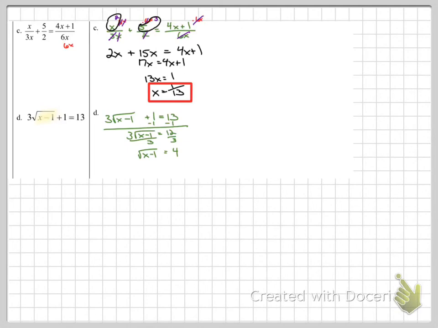Now to undo a square root on both sides, or on one side, we're going to square both sides. Remember, when you square, the square root cancels out. And 4 squared is just 16. There's not like 2 answers or anything crazy like that. Add the 1 to get x alone, and x would have to equal 17 for this problem to work.